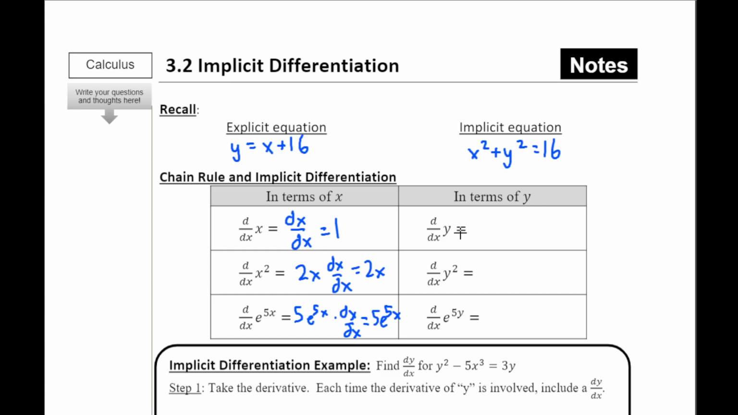But here, if you take the derivative with respect to x of y, it's not 1, it's just dy dx. If you take the derivative of y squared, you can pretend this was an x, so it'll just be a 2y using the power rule, but then you've got to write a dy dx. It doesn't simplify out like it does over here because they're different variables. And over here it will just be 5e to the 5y times dy dx.